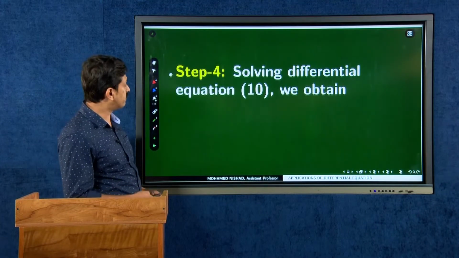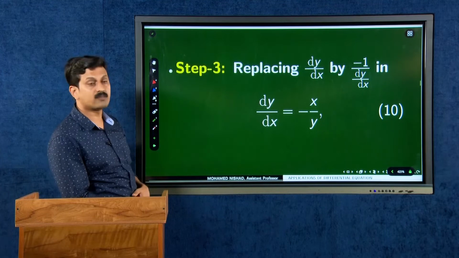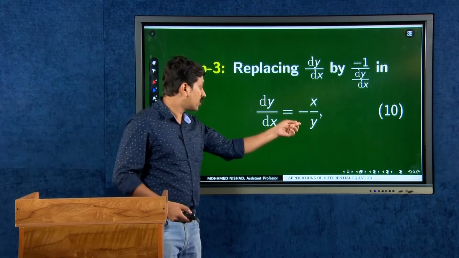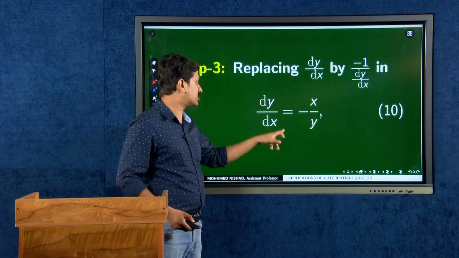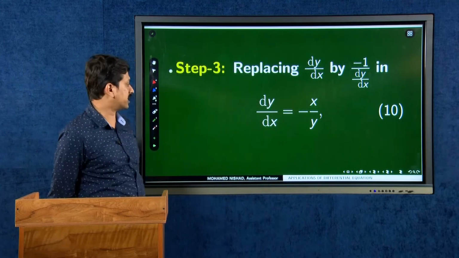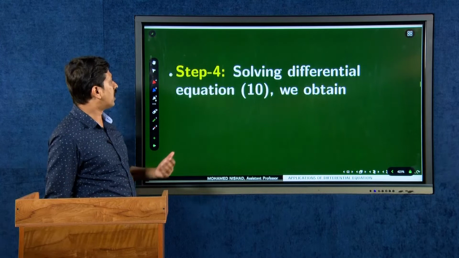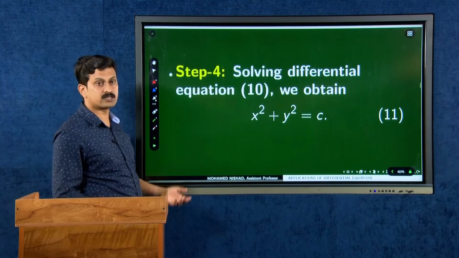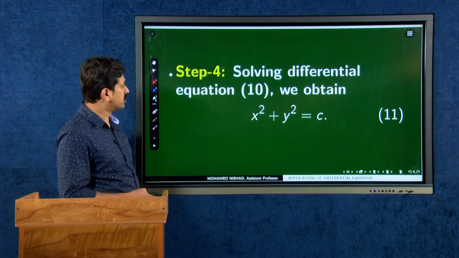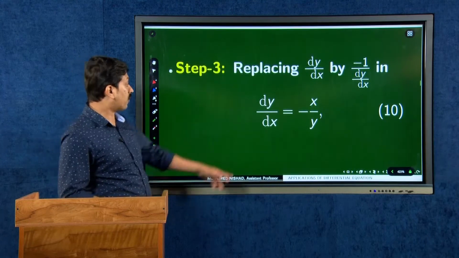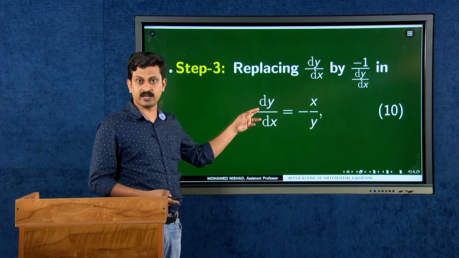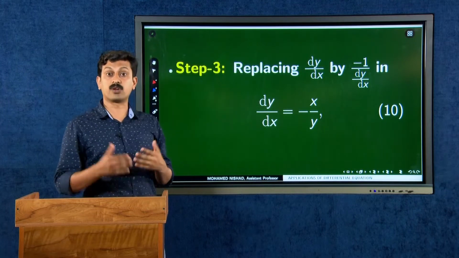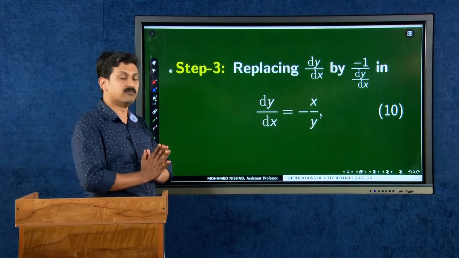We can solve this differential equation. For solving this one, I would like to take this y to the other side. So, y dy is equal to minus x dx. While solving that equation, we get the integral of y dy. We already discussed this in the method of variable separable. We can separate the variables.